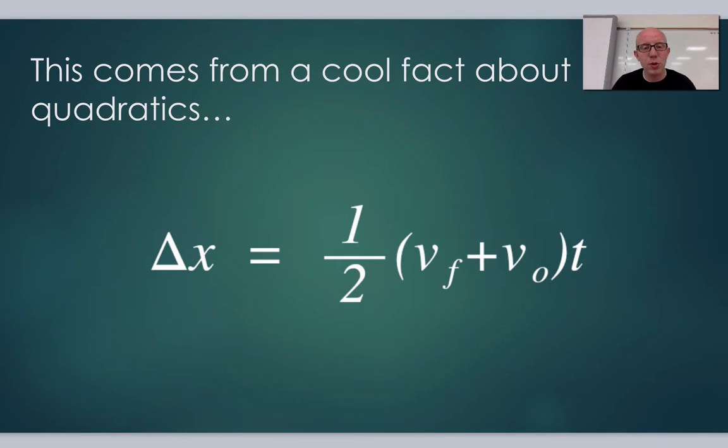And the next one's actually really cool. This comes from a cool fact about quadratics, okay? We find that the change in x is equal to 1/2 times the sum of the final velocity and the initial velocity, times time. But notice that final velocity plus initial velocity over 2 is the same as the average velocity over that time, okay?